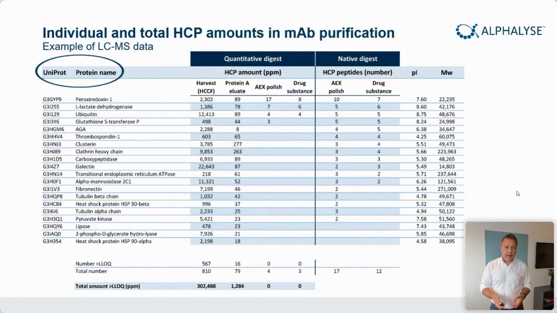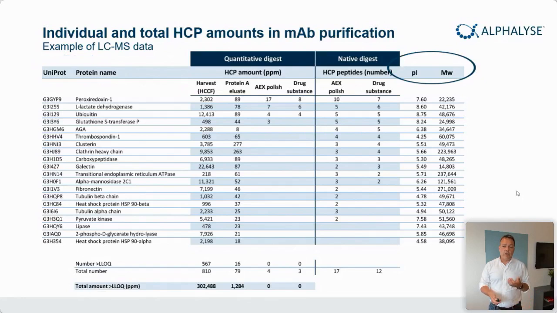As you can see, we can identify individual host cell proteins in these samples, and you will get results related to the UniProt accession number, the protein name, and also the PI and the molecular weight of individual host cell proteins. And you can easily compare because you have the individual amount in each of these samples. So you can compare batch to batch, and you can compare between purification steps, and thereby show exactly how you purify your drug substance. The quantitative method is in ppm, and the native is in number of peptides.